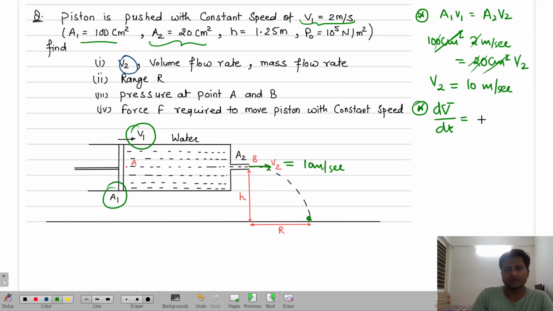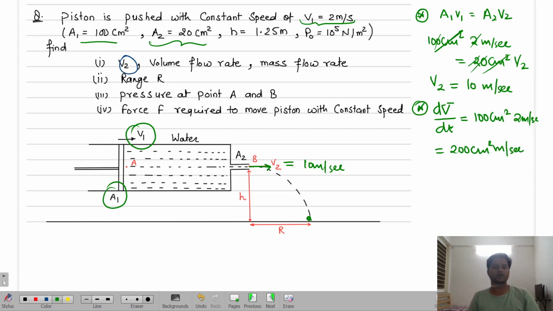So A1 is 100, into 2 meter per second, so the answer is 200 centimeter square meter per second. You can convert centimeter square into meters and it will give you meter cube per second. Centimeter square is 10 to the power of minus 4, so 200 into 10 to the power of minus 4 meter cube per second. Is that clear or not?